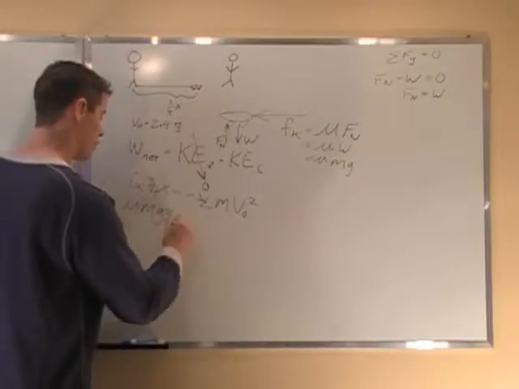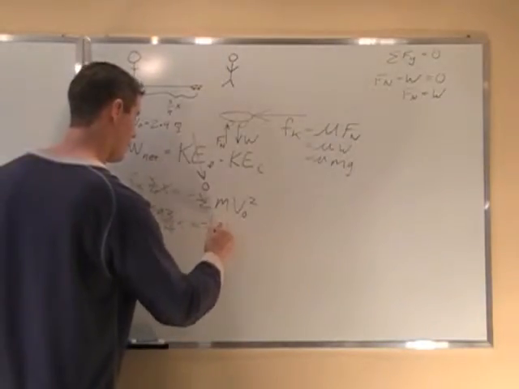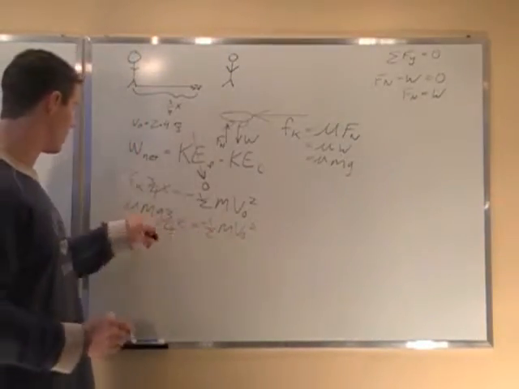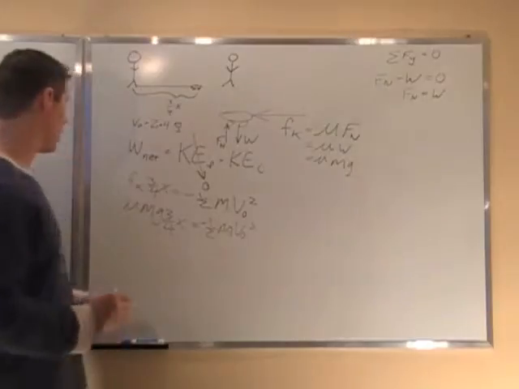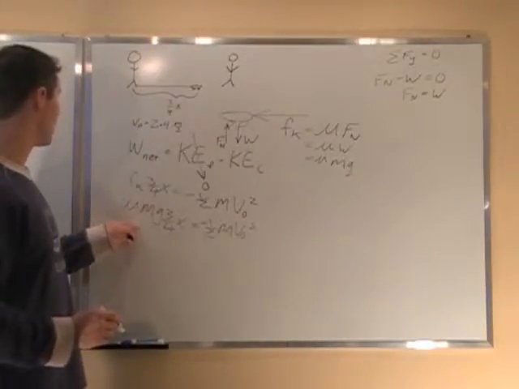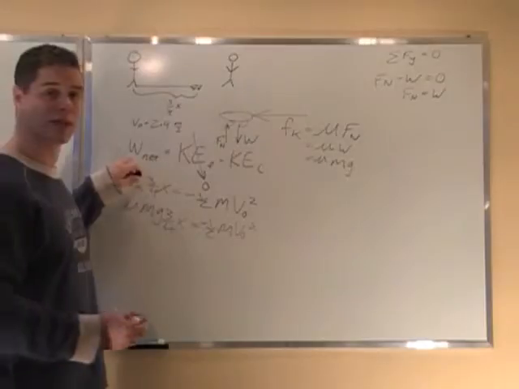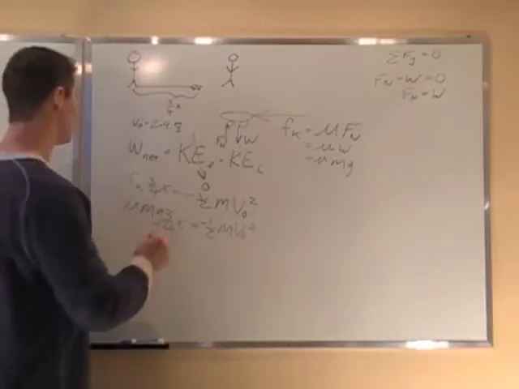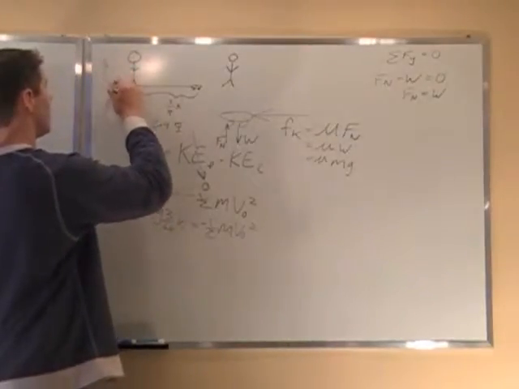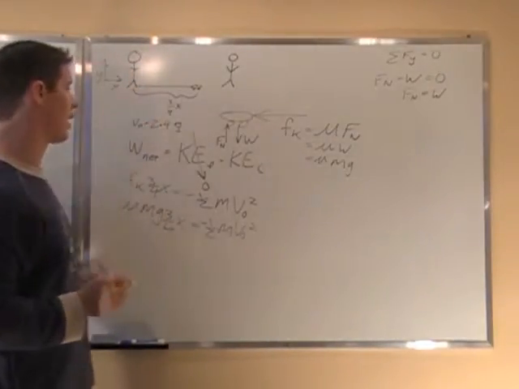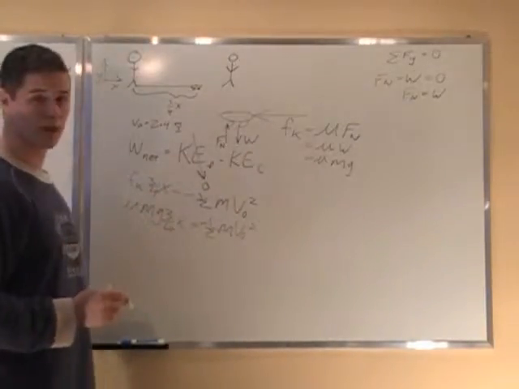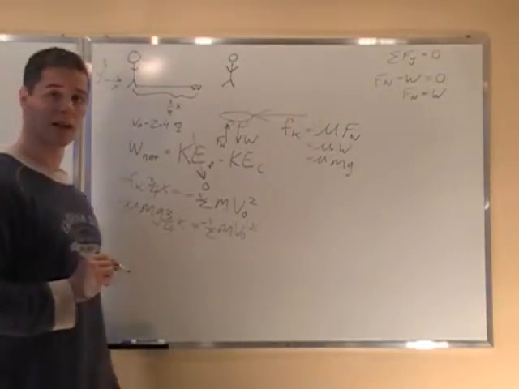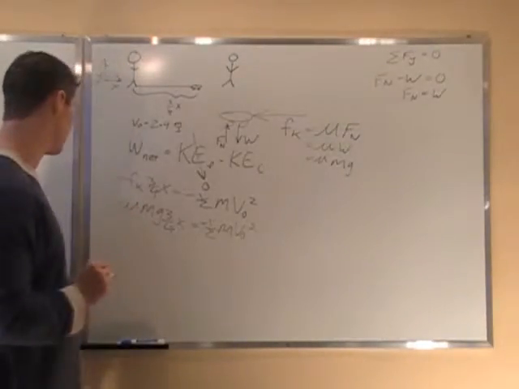We have mu mg times 3/4 x equals negative 1/2 m v naught squared. What do we know here? We can divide out the m's, and we can say that the net work done was negative because the force was acting this way and the motion was this way. By defining x positive that way, the friction force is negative. So that means this net work has to be negative. We put that negative sign in there because it's acting in the negative direction.